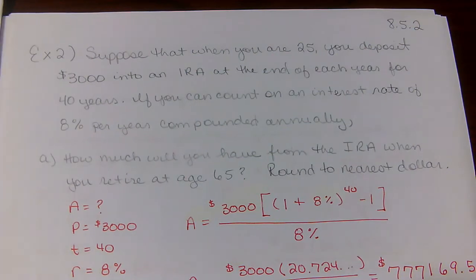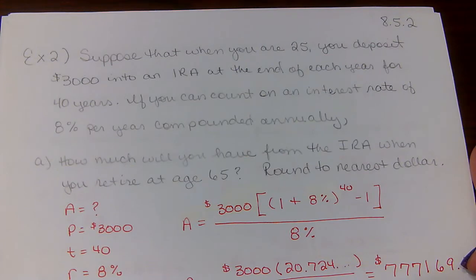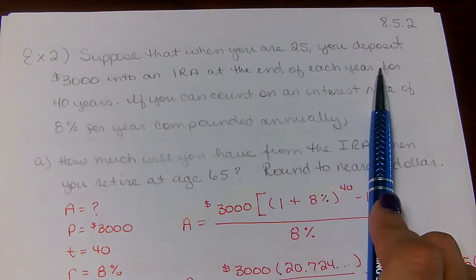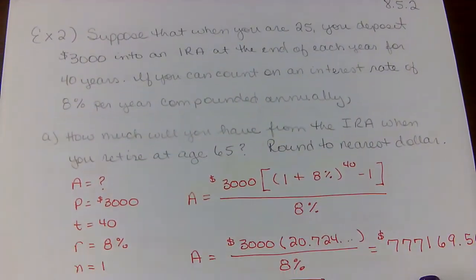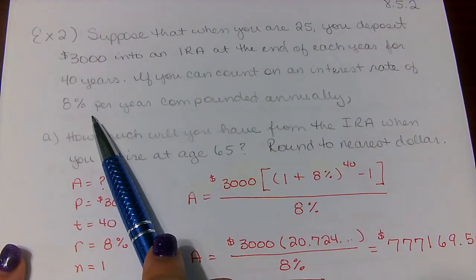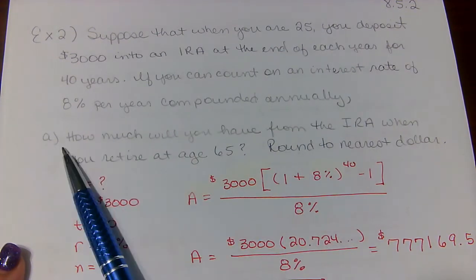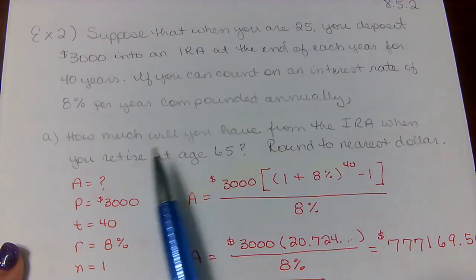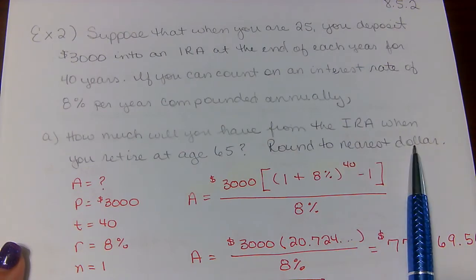Let's look at another example. Suppose that you are 25 years old. You deposit $3,000 into an IRA at the end of each year for 40 years. If you can count on the interest rate of 8% per year compounded annually, we're going to determine Part A: how much will you have from the IRA when you retire at the age of 65? We're going to round to the nearest dollar.